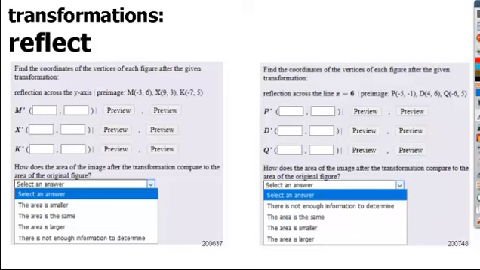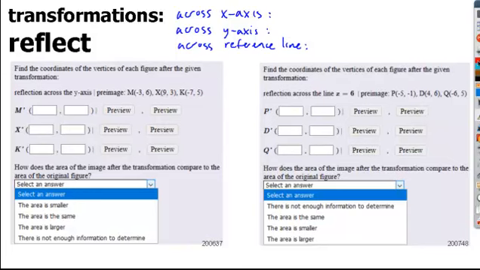Reflections. And there's 3 different reflections that you need to be able to manage. A reflection across an x-axis, a reflection across the y-axis, and a reflection across some reference line. If you are reflecting across an x-axis, what's going to happen here?